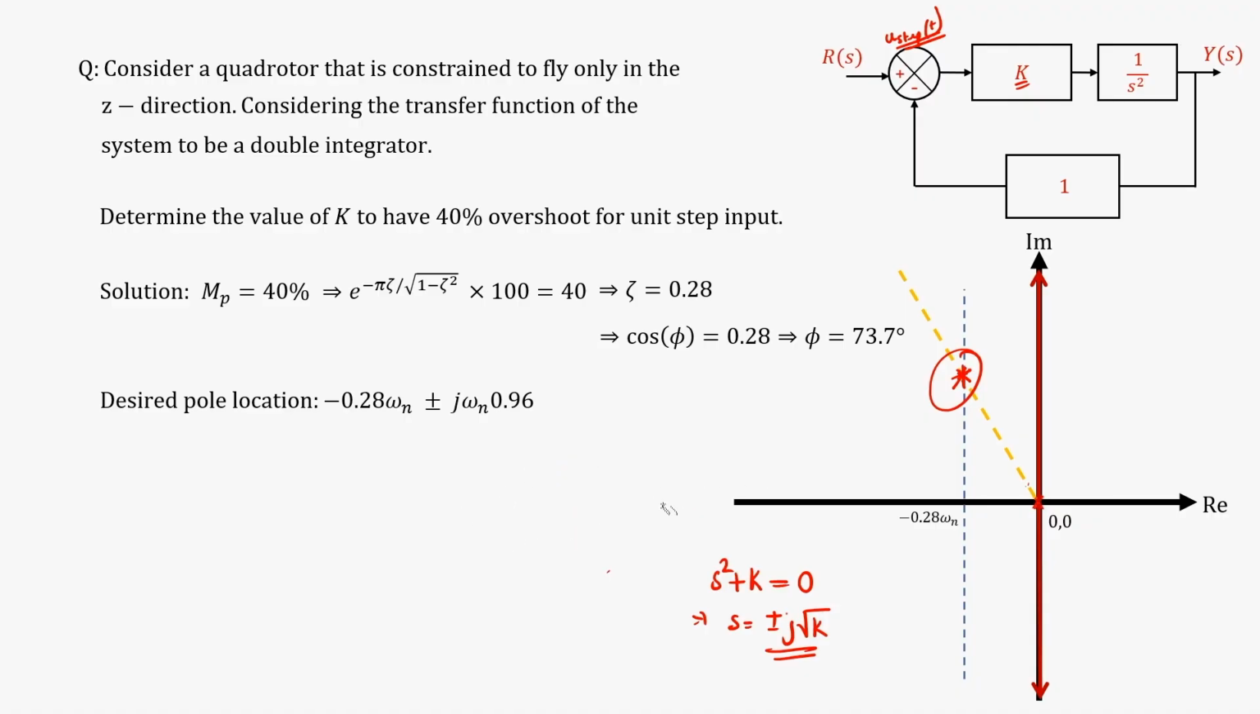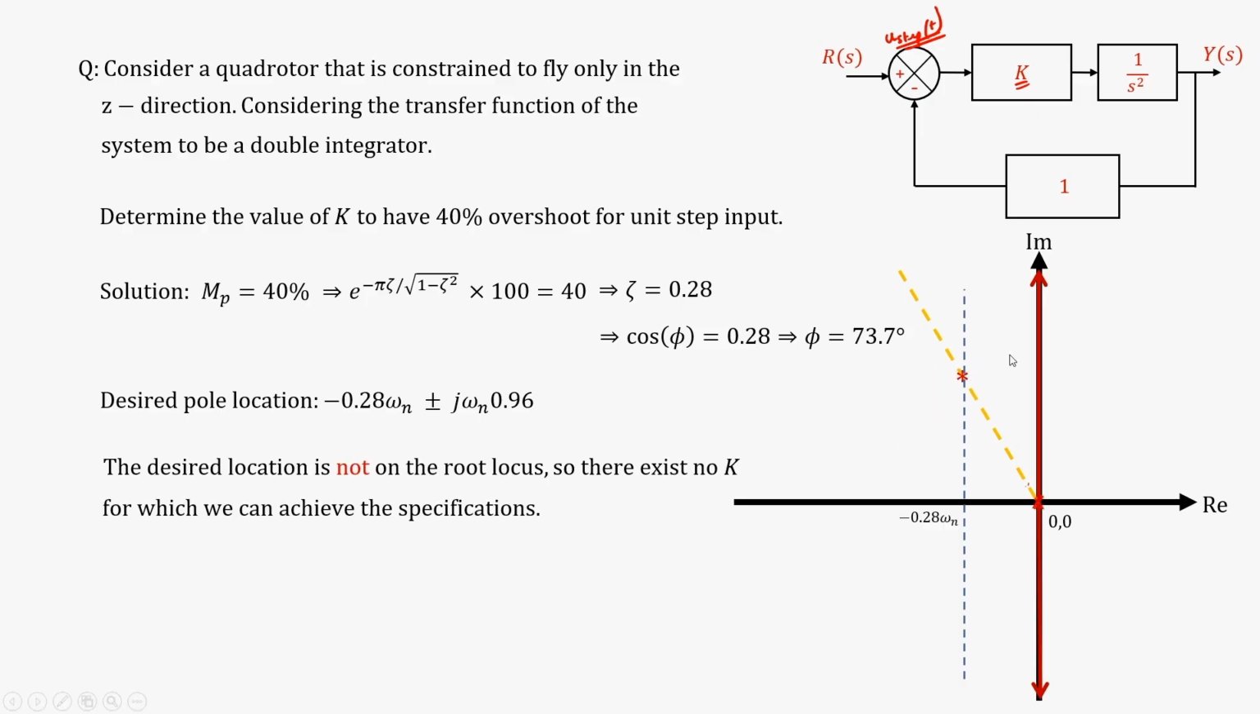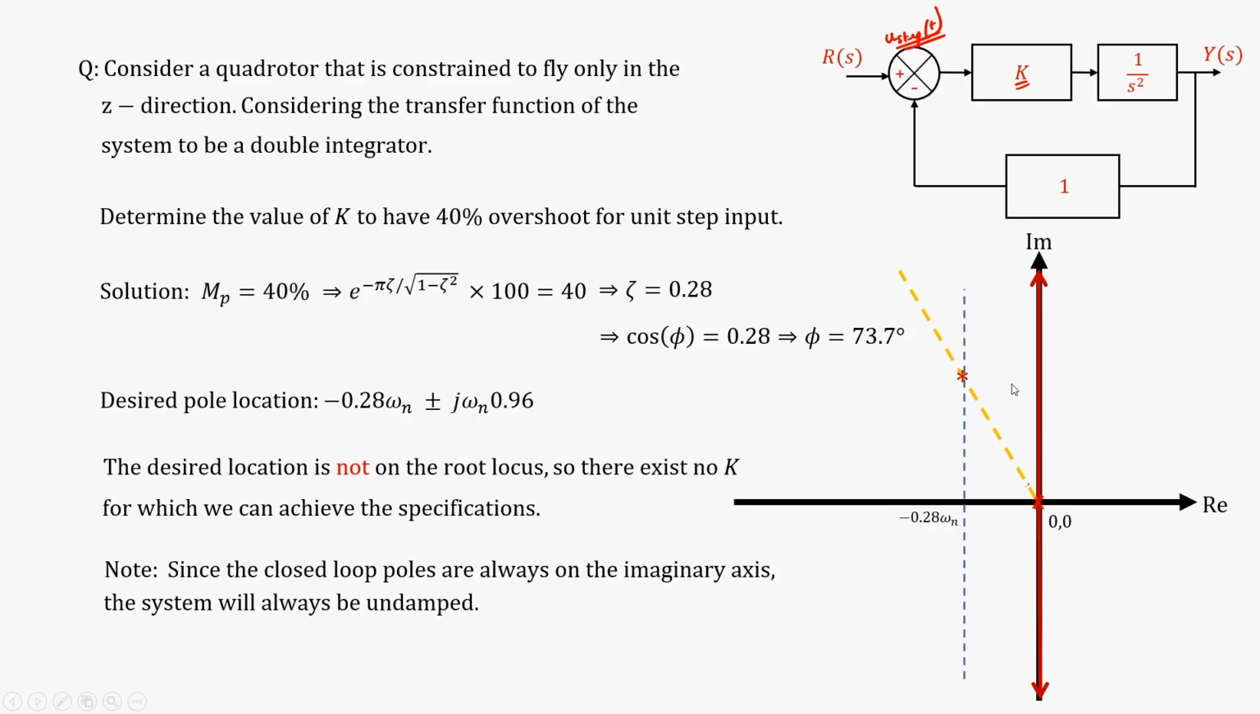With a value of k, you can never get to the desired location. And that is what the root locus is also showing you. So, the desired location is not on the root locus. So, there exists no k for which we can achieve the specification. Further, since the closed loop poles are always on the imaginary axis, the system will always be undamped. The system will keep on oscillating. So, with a k, I cannot achieve my desire. If you only use a k and you think that your quadrotor will move to the 1 meter mark with some oscillations, no. What it will do is keep on oscillating only. It will not reach that 1 meter mark.